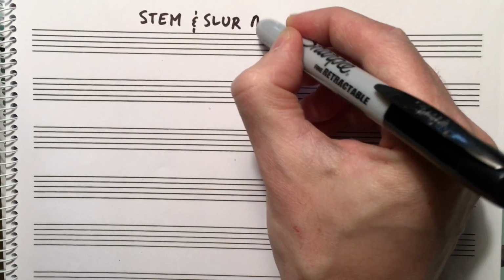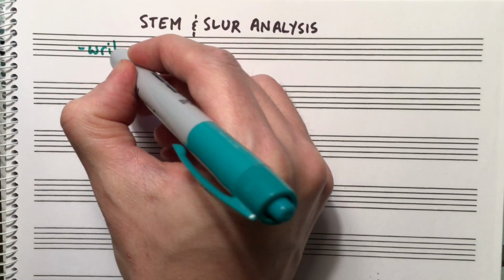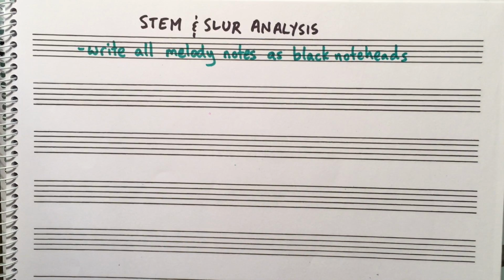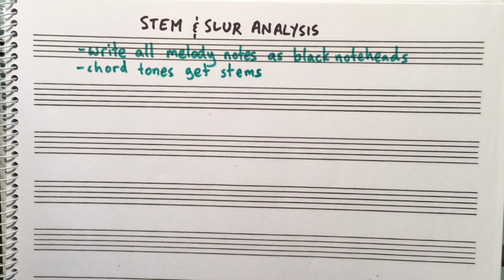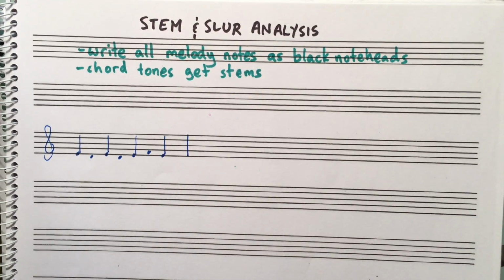To analyze a melody's use of chord tones and non-chord tones, we are going to use a technique called stem and slur analysis. In stem and slur analysis, you are going to write all of the melody's notes as black note heads, regardless of the actual rhythm. Then you'll give all of the chord tones stems, so they look like quarter notes, and you'll leave the non-chord tones unstemmed. Again, this has nothing to do with rhythm. So in the first measure of the Beethoven, all of the E's get stems, and the other notes do not.